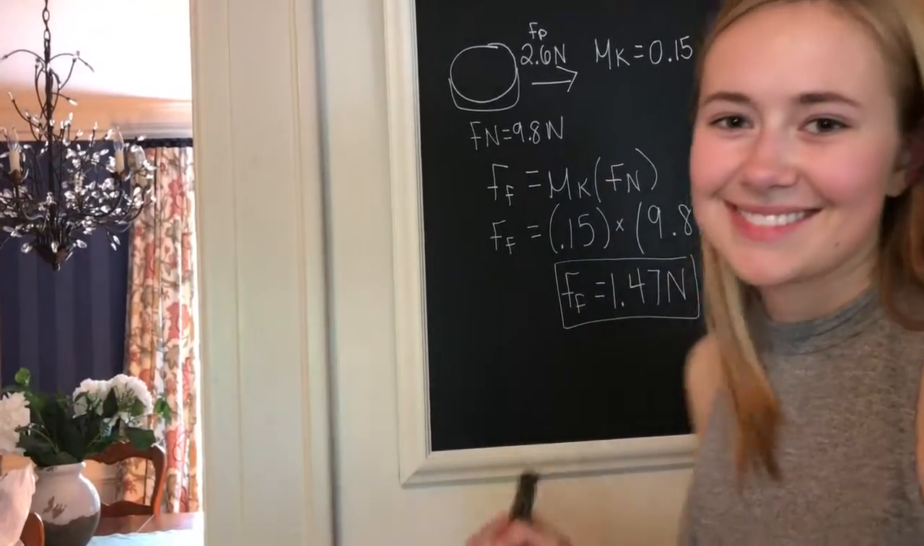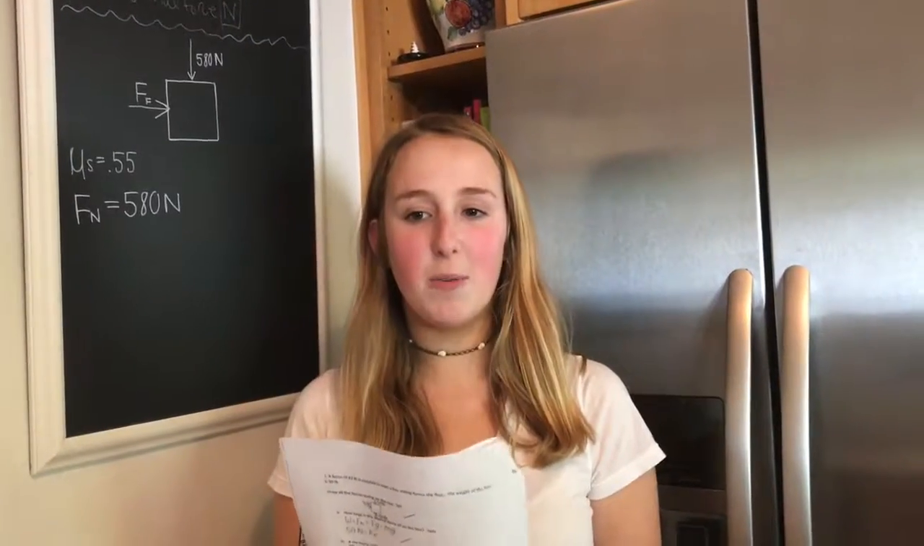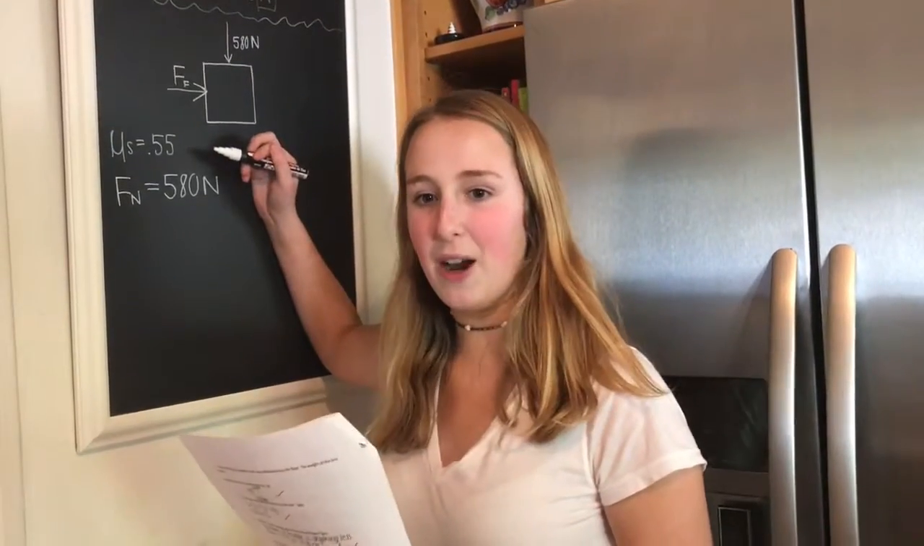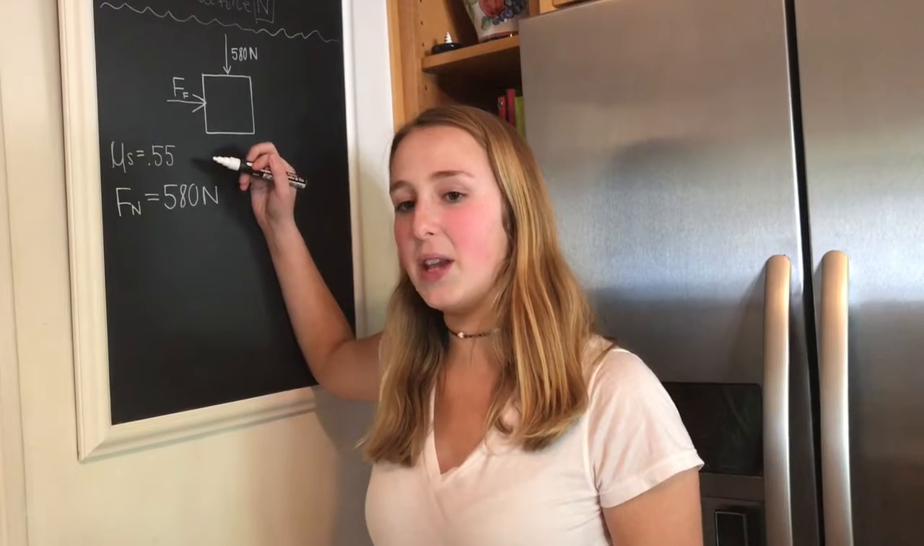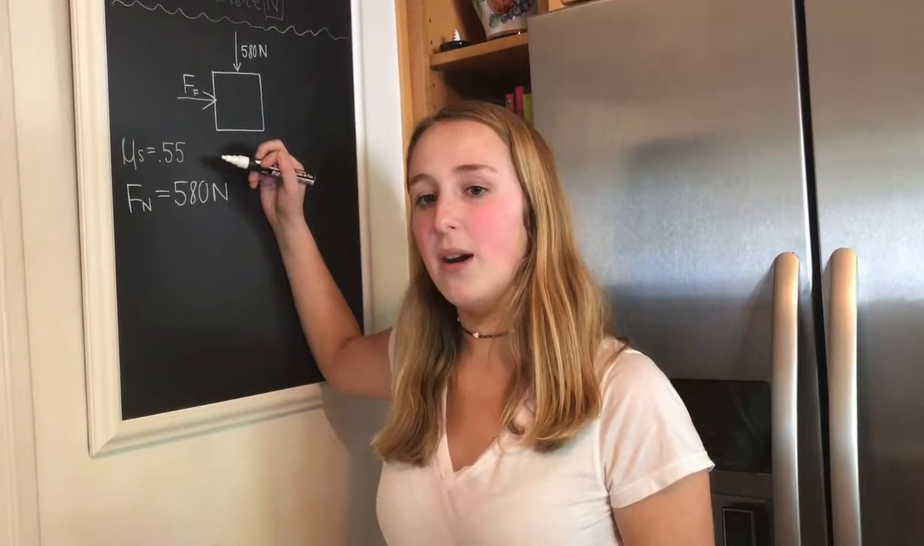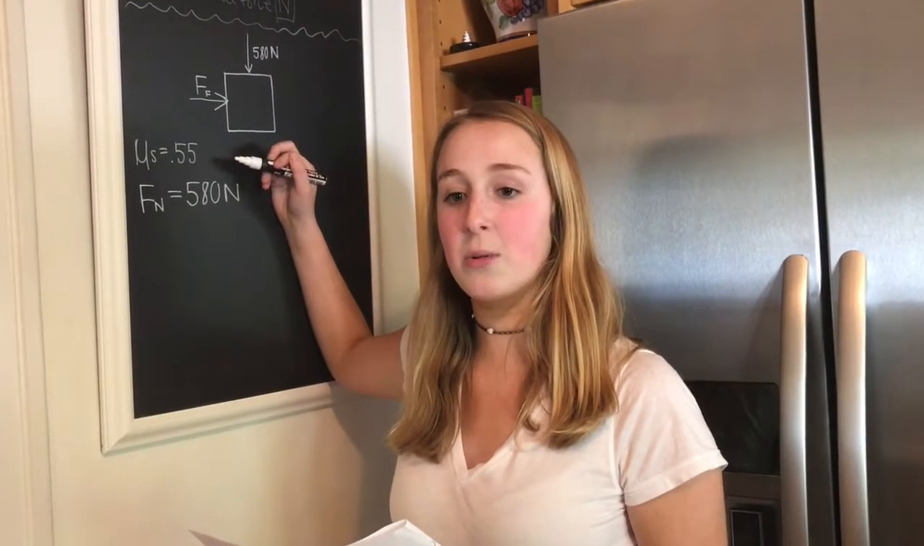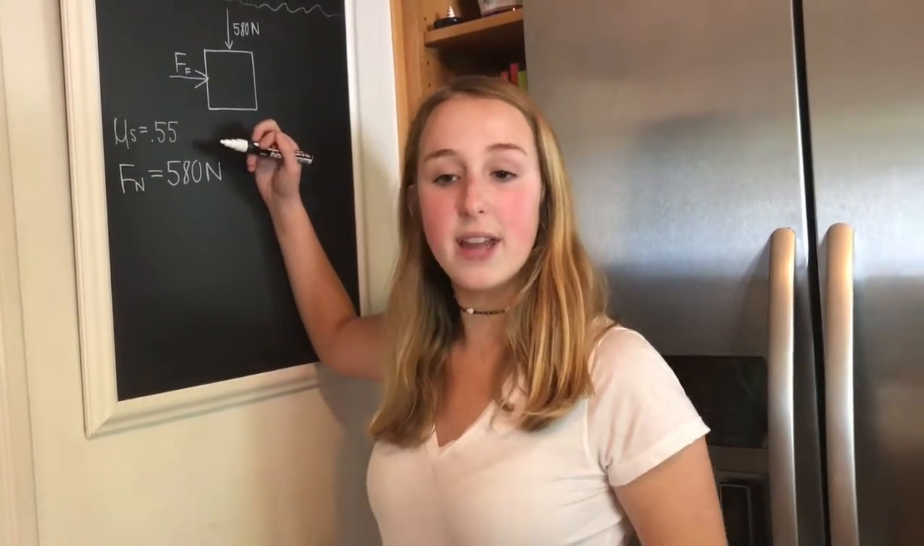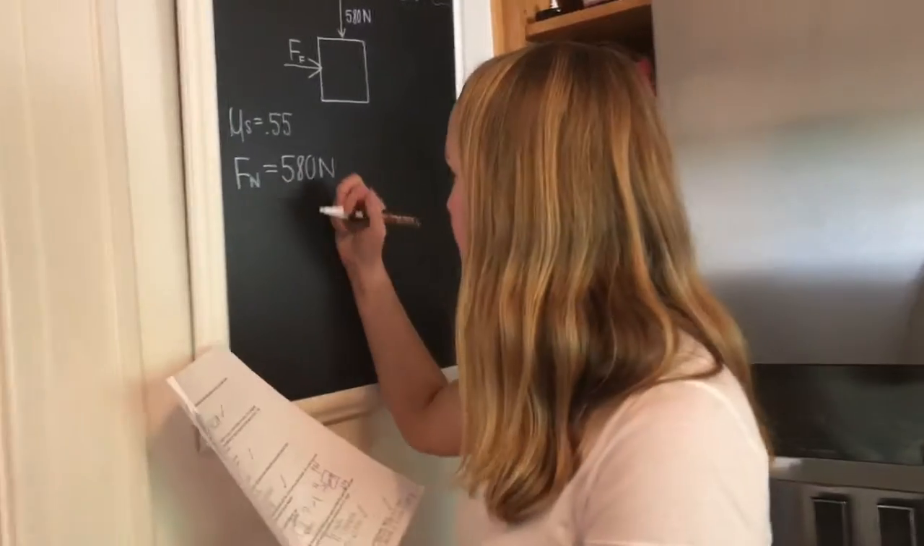There we have it. This problem describes a huge pile of leaves wrapped up in a tarp. The leaves weigh 580 newtons. The coefficient of static friction is 0.55. This is going to be the same formula as our previous formula, but we are finding the frictional force required to start sliding the leaves, known as mu s, static. So we set up our formula.